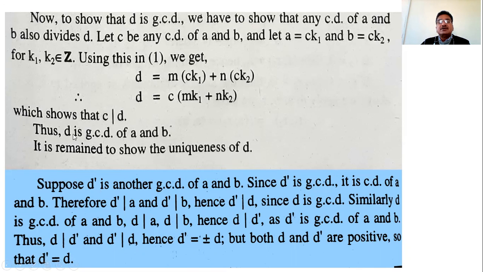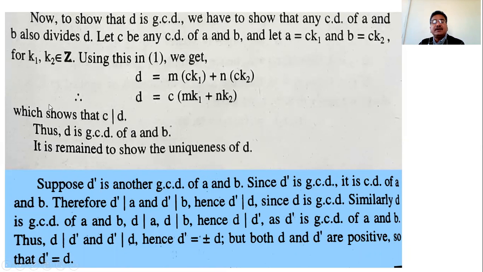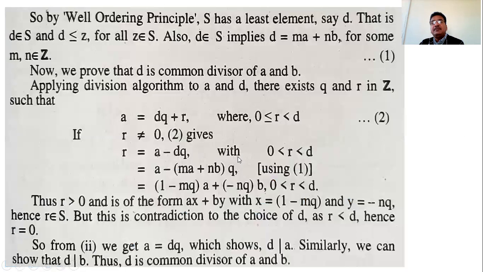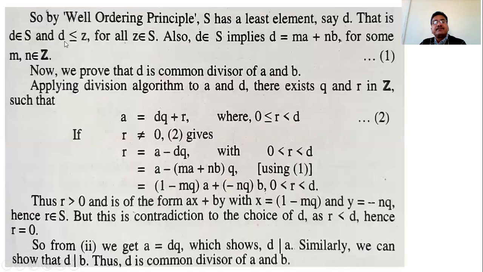So in the first condition, D becomes a common divisor of A and B, and here we showed that D is the greatest among all common divisors, and thus D is the greatest common divisor of A and B. Now it remains to show only the uniqueness of D, because the statement of this theorem is: any two non-zero integers A and B have a unique greatest common divisor, and it can be expressed in the form. So up to this, the proof is that D is expressed in the form MA plus NB, and then what is the next part?